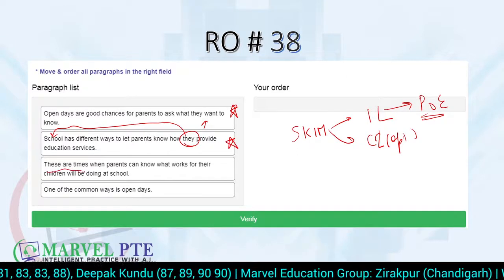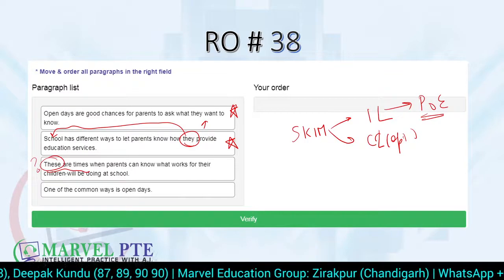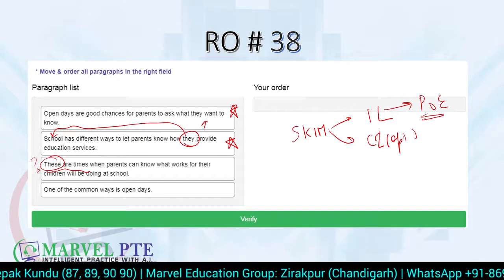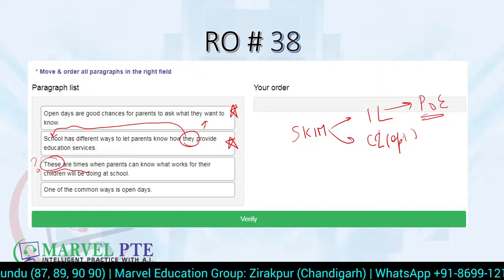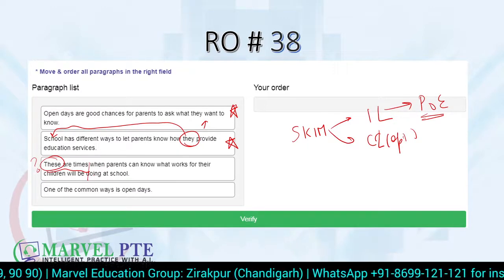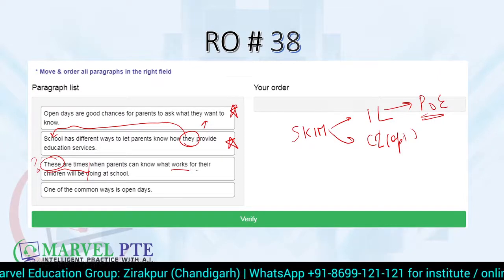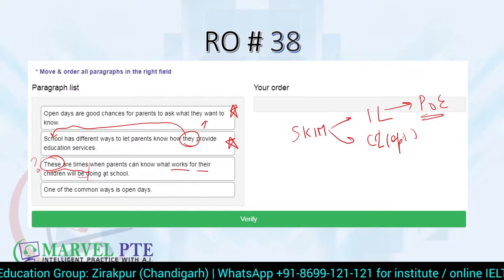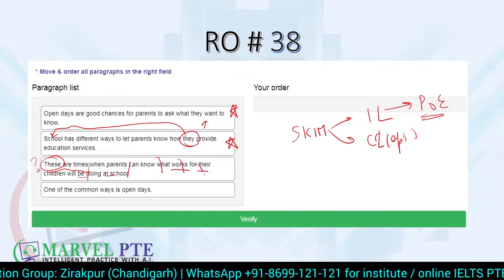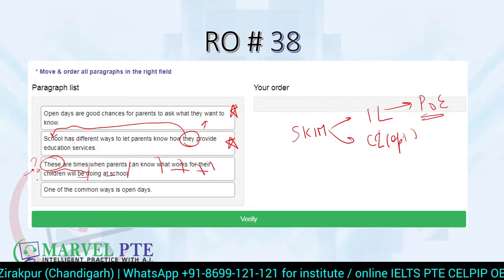These are times. अब these are times क्या होंगे? ओके, these एक रेफरेंस वर्ड है. these किसी टाइम के लिए यूज हो रहा है, so इसीलिए this cannot be an independent line. But still, let's quickly skim through this. These are times when parents can know what works for their children will be doing at school. So इसीलिए ये cannot be your independent line. These word use हो रहा है.